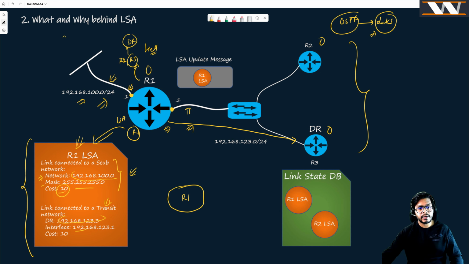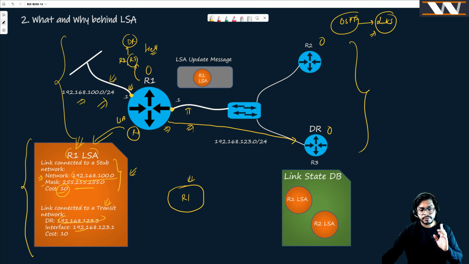Suppose you do not have any idea about this topology, and you are only seeing this orange information. Then whenever you see the R1 LSA, you come to know that there is an LSA with respect to R1. It means that there is a router R1 in the topology, must be somewhere, I do not know.